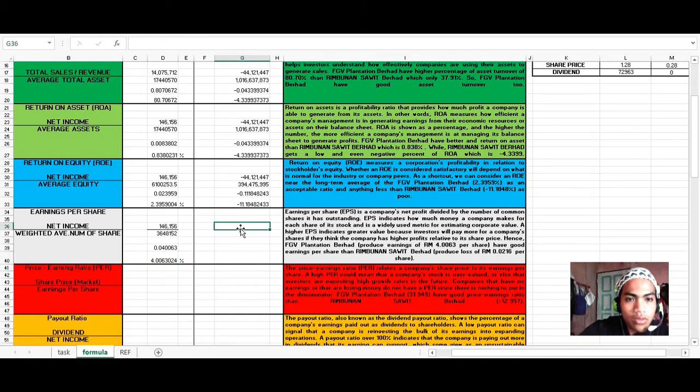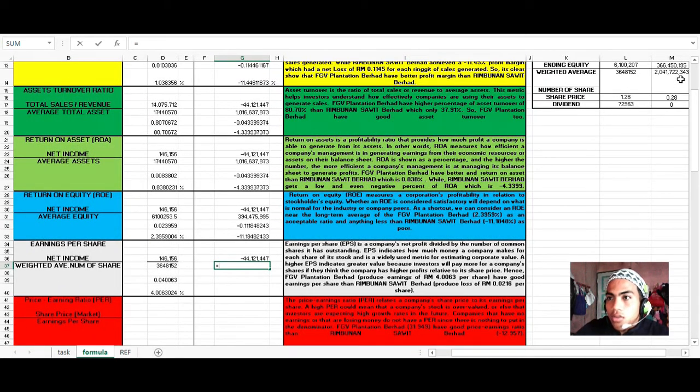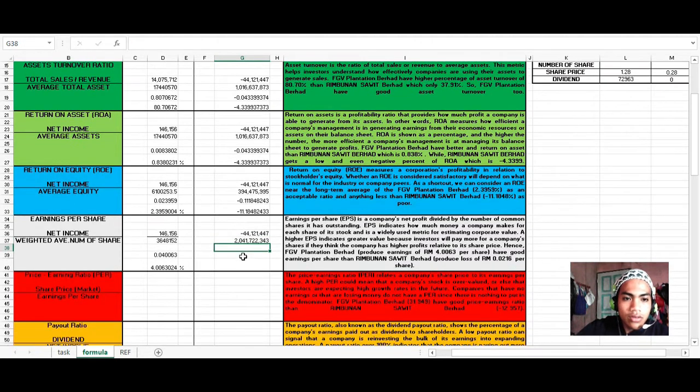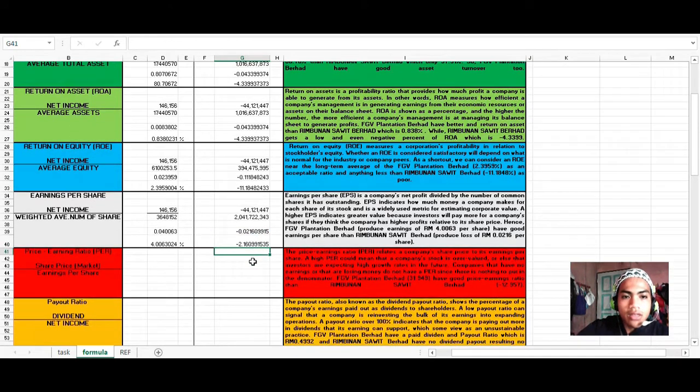For Rimbunan Sawit, it's the same. The weighted average for Rimbunan Sawit is 2 million. So we need to divide it. Then we get negative, so we times 100. So we get negative 2.